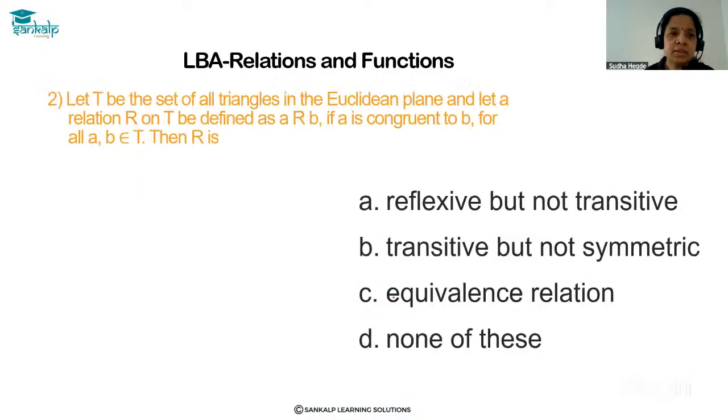Hi students, let us take this question. Let T be the set of all triangles in the Euclidean plane and let a relation R on T be defined as A R B if A is congruent to B for all A, B belonging to T.